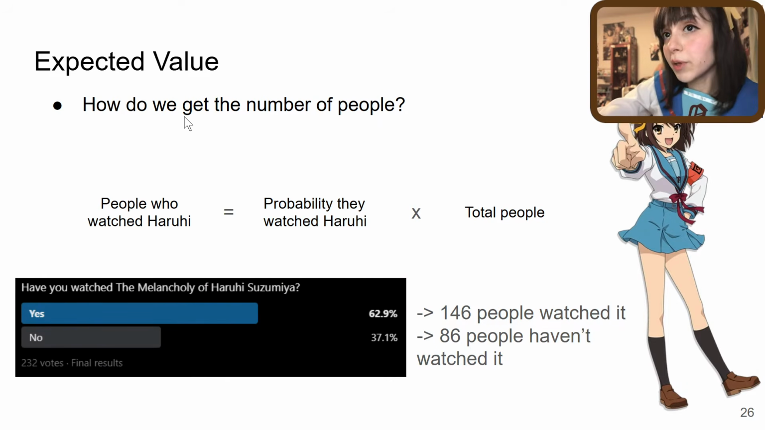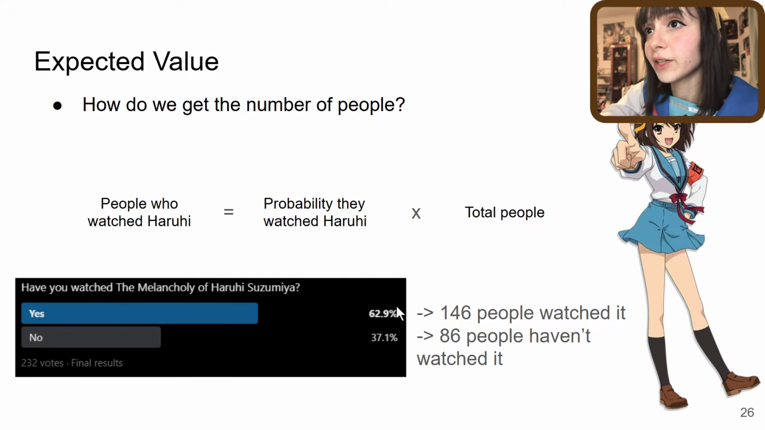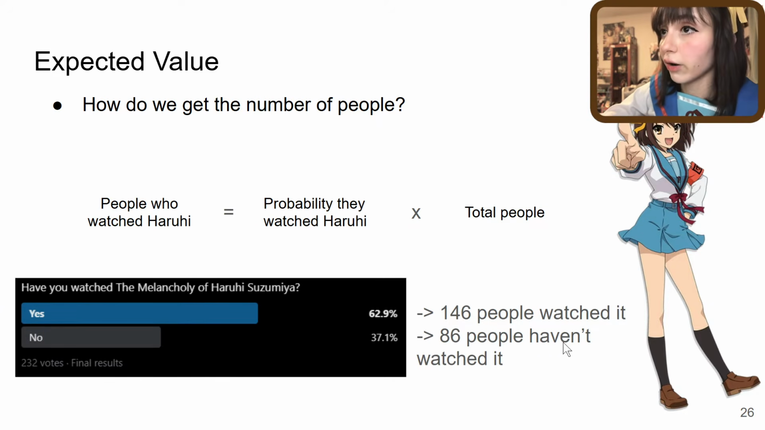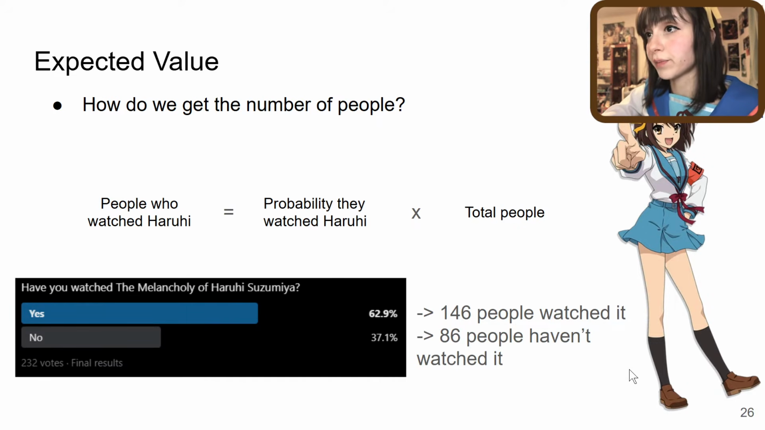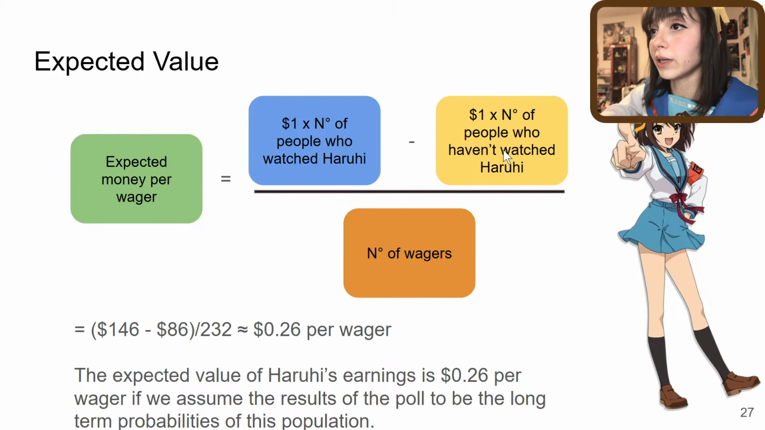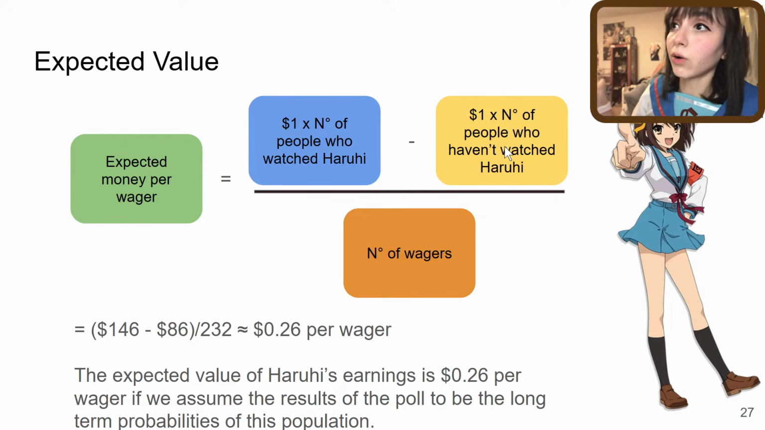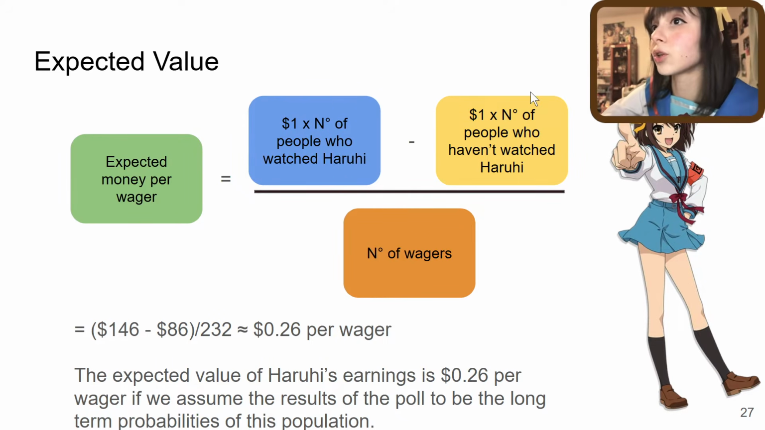So how do we get the number of people? We take our percentage as the probability that the particular people in the population have watched Haruhi times the total number of people, which is the 232 votes. And for this particular example, we had 146 people who have watched Haruhi and 86 people who have not watched Haruhi. So now we have our two numbers that we're going to need to calculate our amount won or our amount lost per each wager.